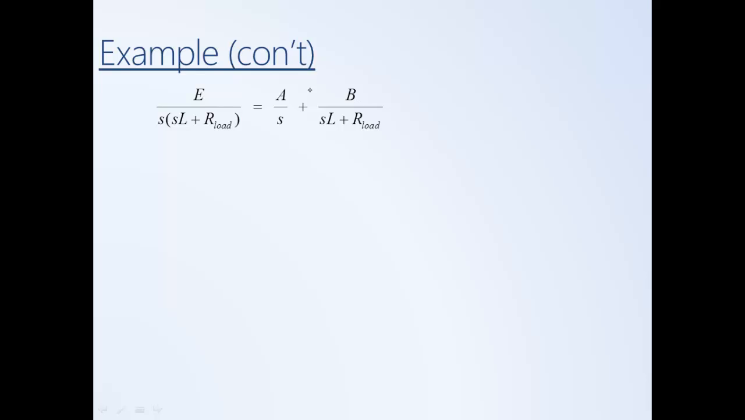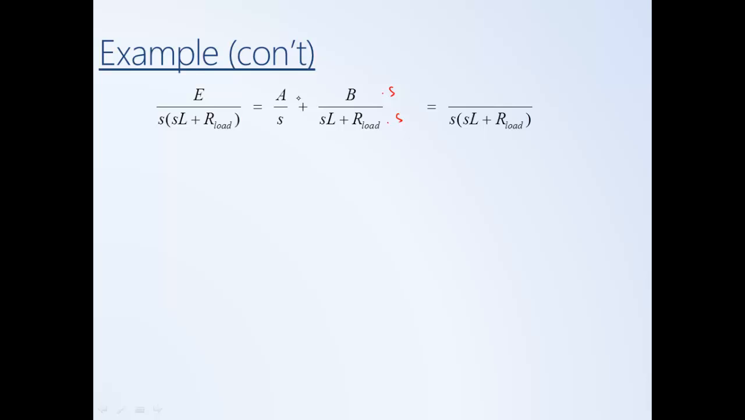In order to compare these two terms to the term on the left, we need to do the opposite of what we just did. We need to actually find a common denominator. So in order to combine these two, we need them both to have a denominator of s times the quantity sL plus R load, so that we can combine them as such. In order to make this term have the denominator we desire, we need to multiply the top by s and the bottom by s. Multiplying and dividing by s is equivalent to multiplying by 1, which doesn't change the value of this quantity.